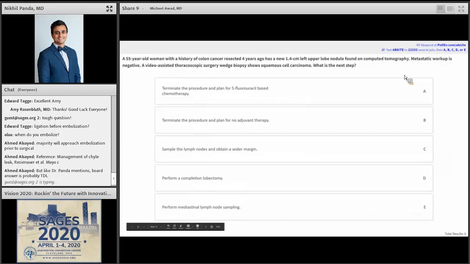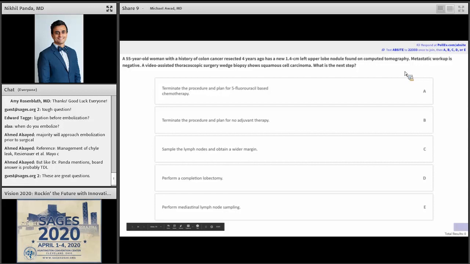Okay, next question. A 55-year-old woman with a history of colon cancer resected 4 years ago has a new 1.4 centimeter left upper lobe nodule found on CT. Metastatic workup is negative. A video-assisted thoracoscopic wedge biopsy shows squamous cell cancer. What is the next step?